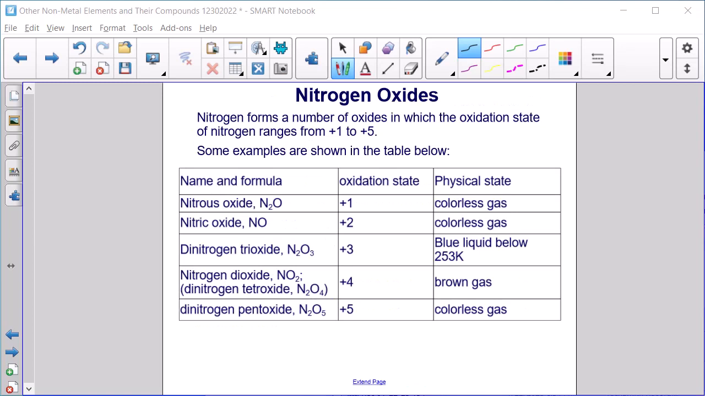Nitrogen oxides. Nitrogen forms a number of oxides in which the oxidation state of nitrogen ranges from +1 to +5. Some examples are shown in the table below. So you can see various nitrogen oxides: nitrous oxide, nitric oxide, dinitrogen trioxide, nitrogen dioxide, dinitrogen tetroxide, and dinitrogen pentoxide, with the corresponding oxidation state and physical state.